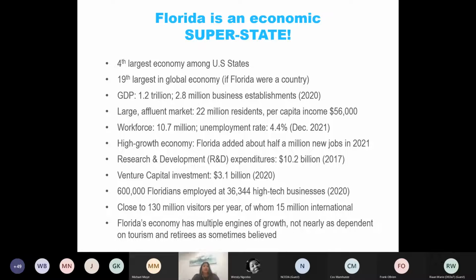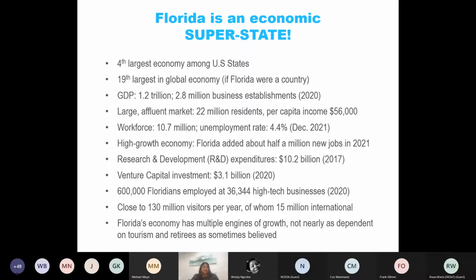Aside from what is commonly known about Florida, its story also includes being a very powerful economic state. Just to put some context to the state of Florida, it is the fourth largest economy among US states, behind California, Texas, and New York. And what is fascinating is that if Florida were an independent nation, it would be the 19th largest in the global economy, larger than the likes of Taiwan, Switzerland, Turkey, Argentina, and Hong Kong.